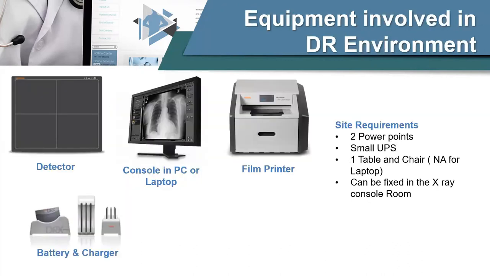Next slide. This is the detector. We are using the Focus 35C detector from Carestream, and this does not weigh heavy, around 3.3 kgs, and you can carry it to the bedsides wherever possible, and the images are transferred to the console wirelessly, without wire connectivity. Then you can print on a film printer. You have a battery charger for the detector which you need to charge regularly. So the site requirements are very few, and you need very little space for a DR system. Next.